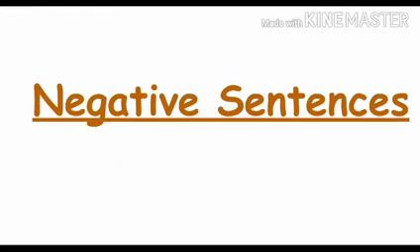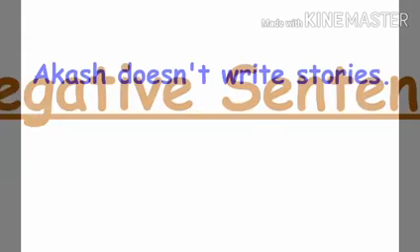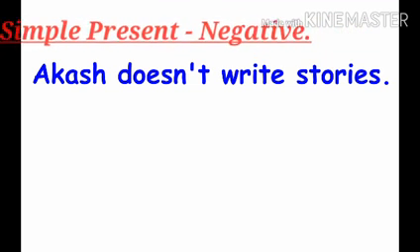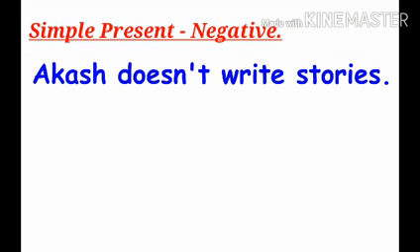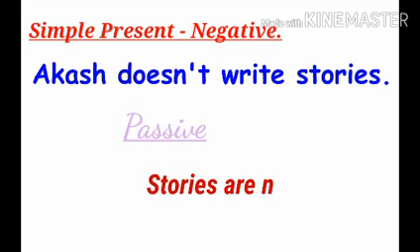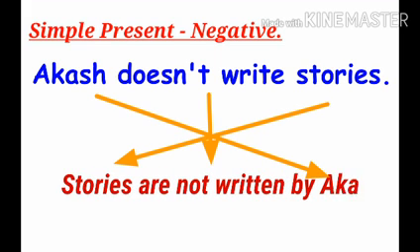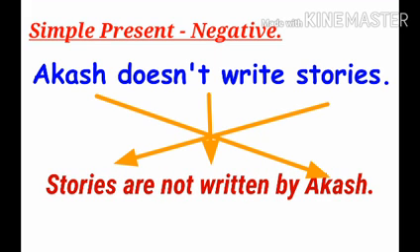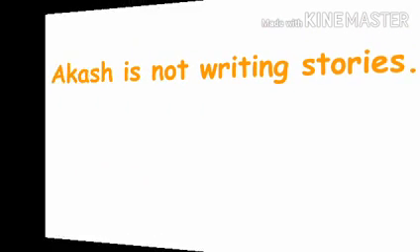Now let's see how to convert a negative sentence to passive voice in simple present tense, present continuous as well as present perfect tense. Let's take the same example of Akash. In simple present tense, we can make it negative: Akash does not write stories. Same, Akash is the subject, stories is the object. Just bring the object to the place of the subject: Stories are not written by Akash. So does not write changes to are not written.